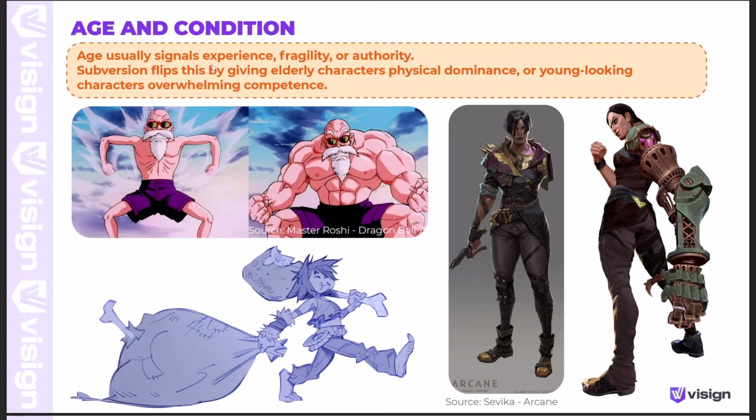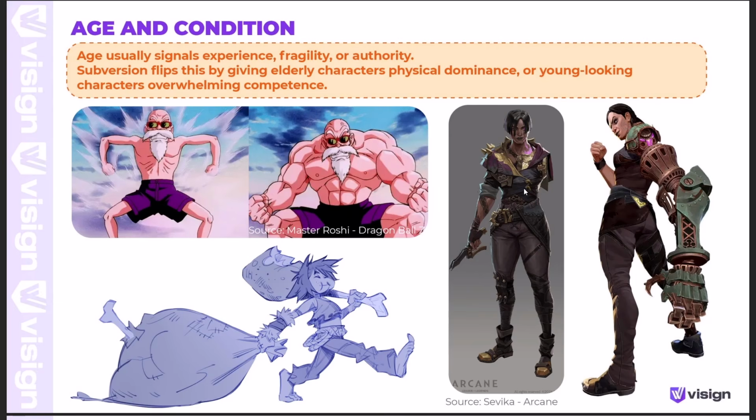We can also look at age and condition. Age usually signals experience, fragility, or authority. So subversion can flip this by giving elderly characters physical dominance or young-looking characters overwhelming competence. And so I have a few different examples here. We have Master Roshi from Dragon Ball Z. He just looks like a weak old man when you're first introduced to him, but he's actually nothing like that at all in the show.